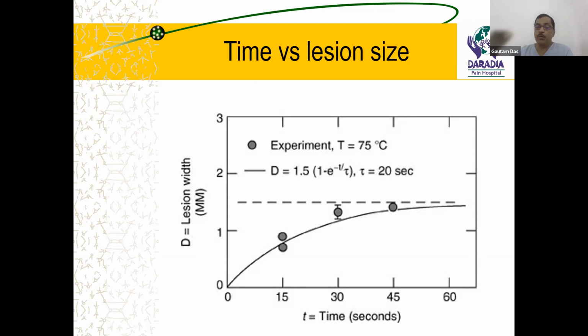Then it will run almost parallel to the time axis. Even if you are increasing the time, the size of the lesion will not increase. So initially, the more you increase the time, the more the size increases, then we gradually come to a plateau, and then it runs almost parallel. After 2.5 minutes particularly, there will be no increase in the size of the lesion.